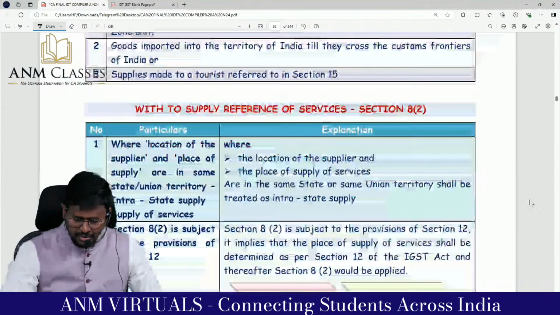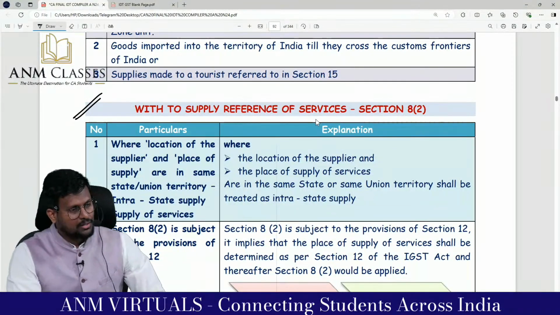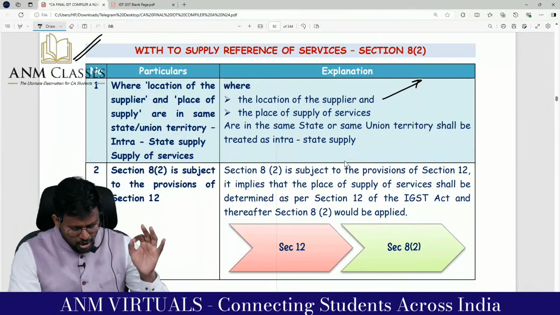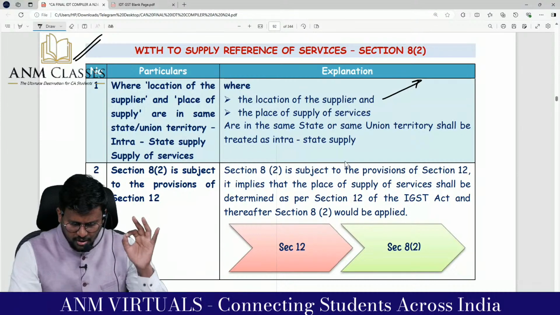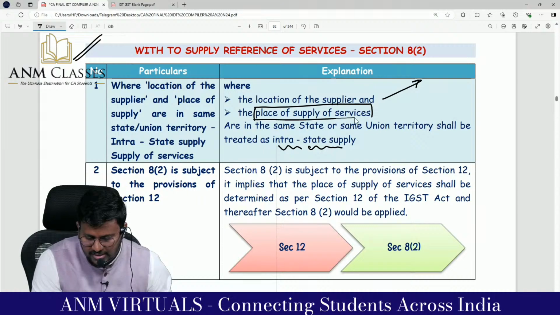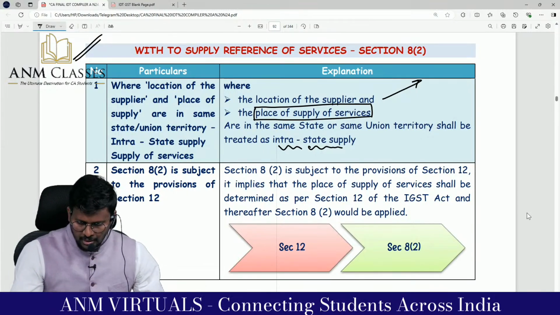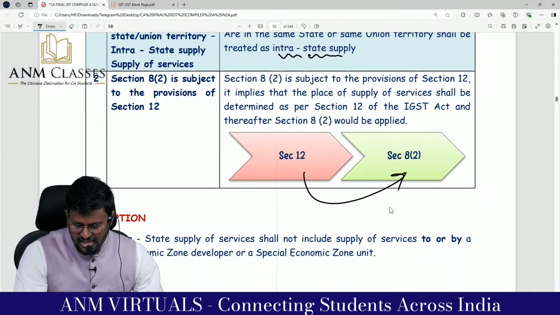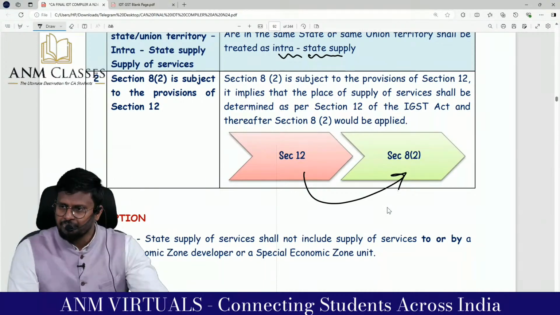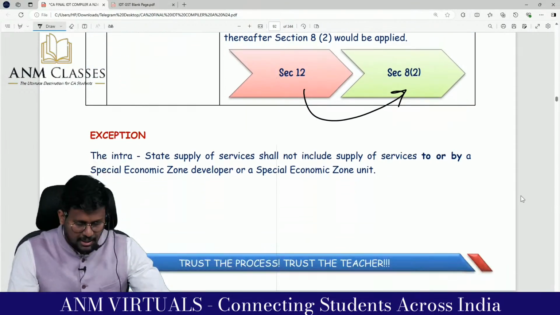Sir, 8 subsection 2 is talking with regard to supply with reference to what? Services. Where the location of the supplier of service and place of supply of service are in the same state or same union territory, it shall be treated as intra-state supply. So I should know the place of supply of what? Services. The place of supply of services is explained in section 12 of the IGST Act. So first I have to go to section 12 of the IGST Act, then I have to come and apply section 8 subsection 2 of the IGST Act. Then I will get the answer as intra-state supply of service or inter-state supply of service, right?